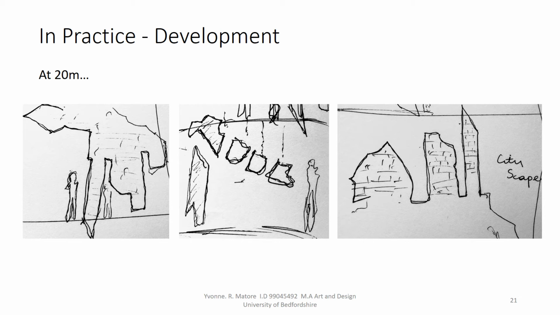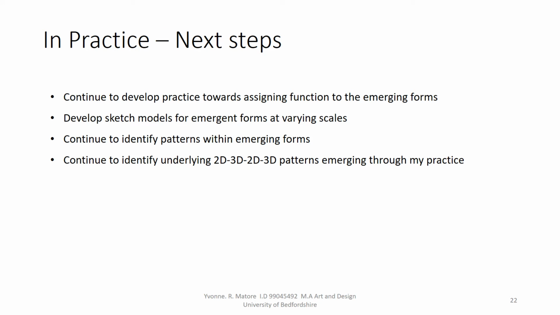My experiments continue. The next steps, obviously, are to continue developing the experiments and develop the practice towards assigning function to these emerging forms. I also want to develop some sketch models for the emergent forms at varying scales. I'd like to continue to identify patterns within the emerging forms, and to continue to identify the underlying 2D, 3D, 2D, 3D patterns that have been emerging throughout my practice, and see how I can incorporate them into a final outcome.